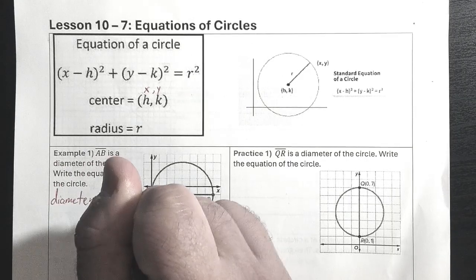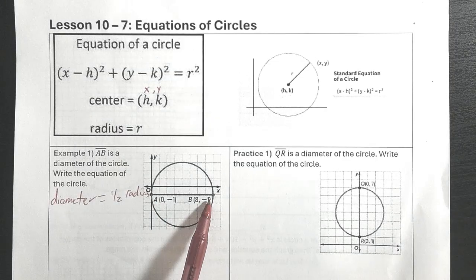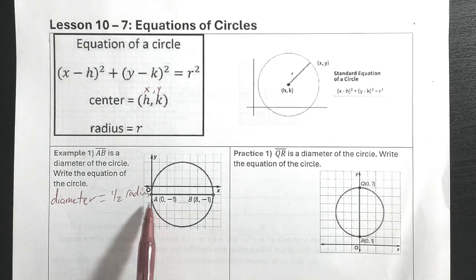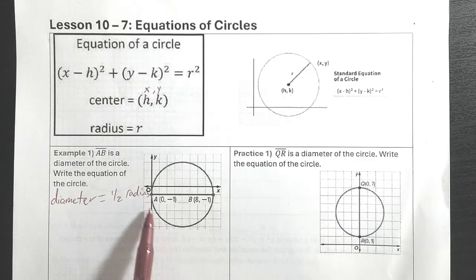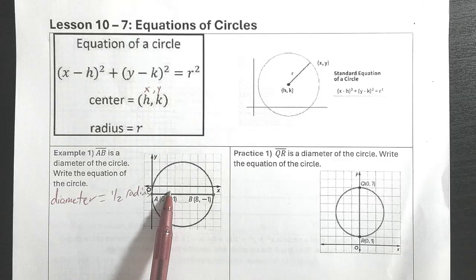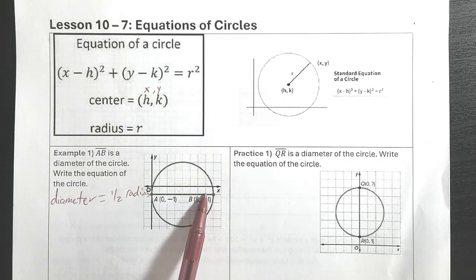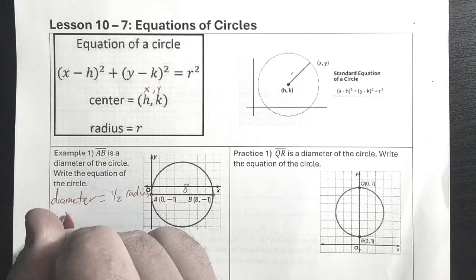So you use the distance formula, but anytime you have a vertical or horizontal line, you can just count. So this is -1, both y's. It goes from 0 to 8. Well, it should be 8, but let's count. 1, 2, 3, 4, 5, 6, 7, 8. So the diameter is 8.